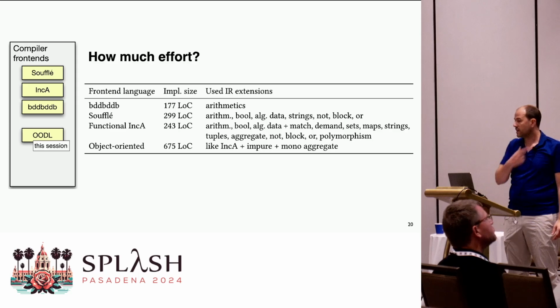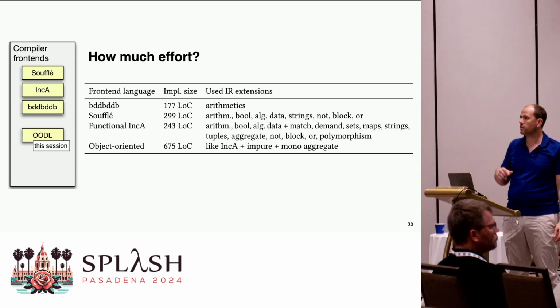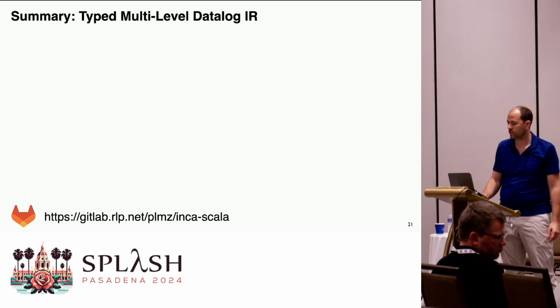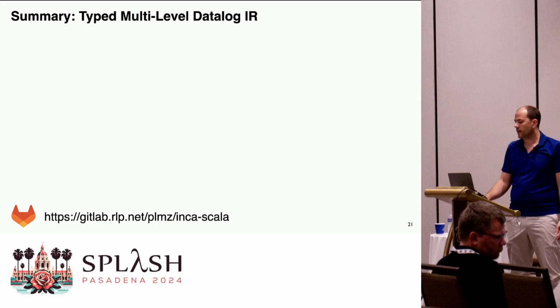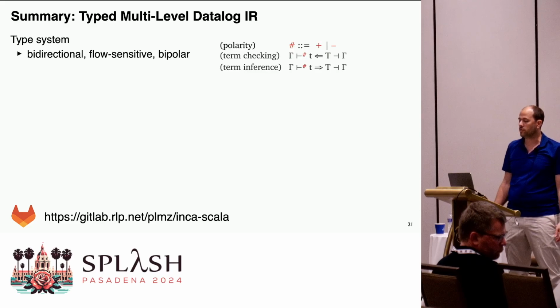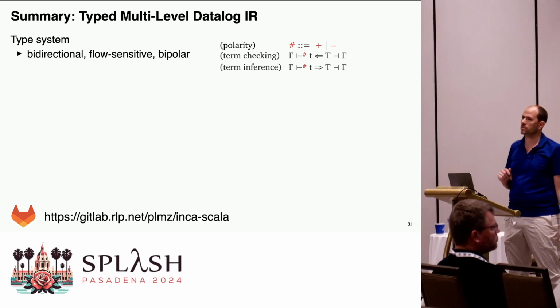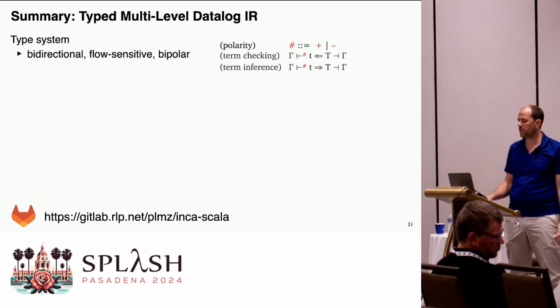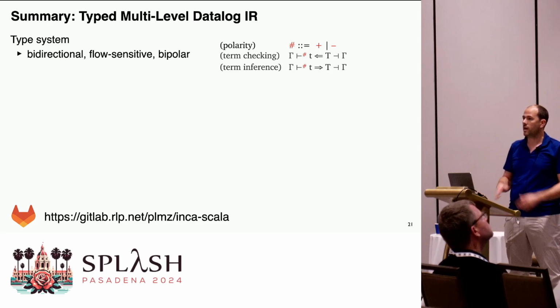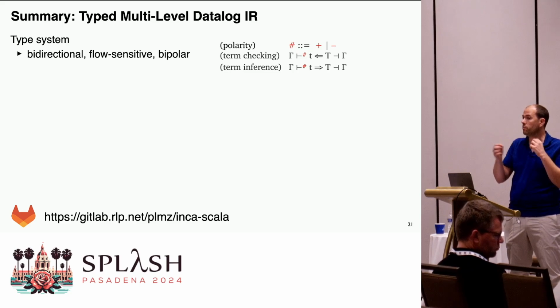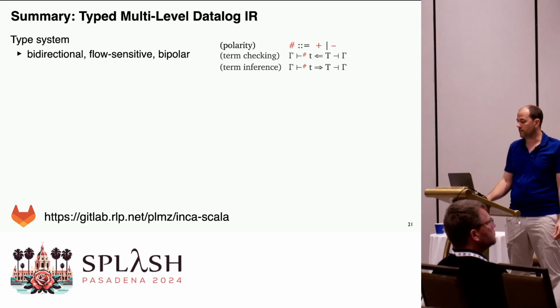For the functional programming language, we had a compiler before, and this gave us a 10-fold reduction in code size. So let's summarize. We developed a type system, which is bidirectional, flow sensitive, and bipolar. And we show that you can use that to precisely describe the static semantics of Datalog. It's also extensible in a way that extensions can very precisely manage their own bindings and how they change bindings.